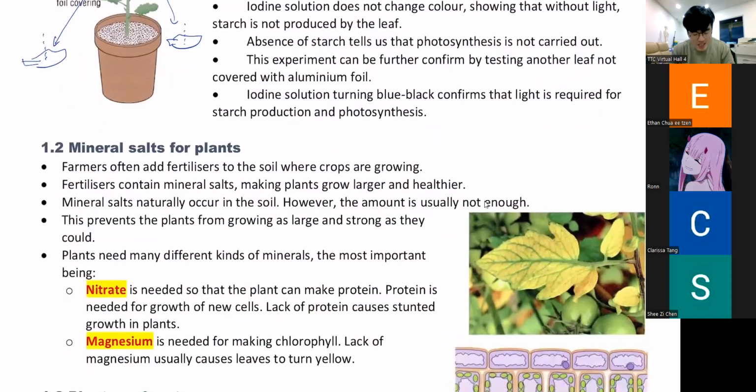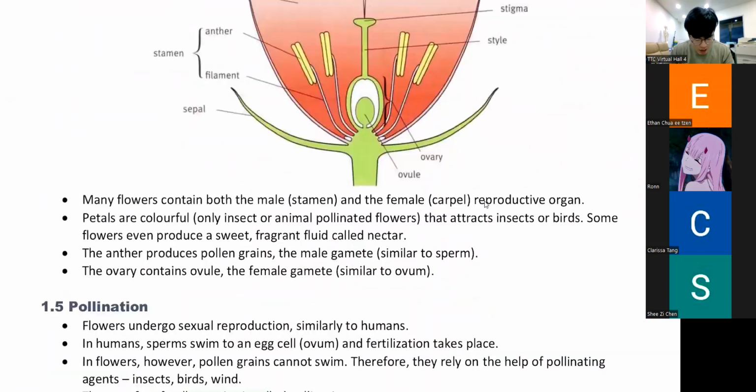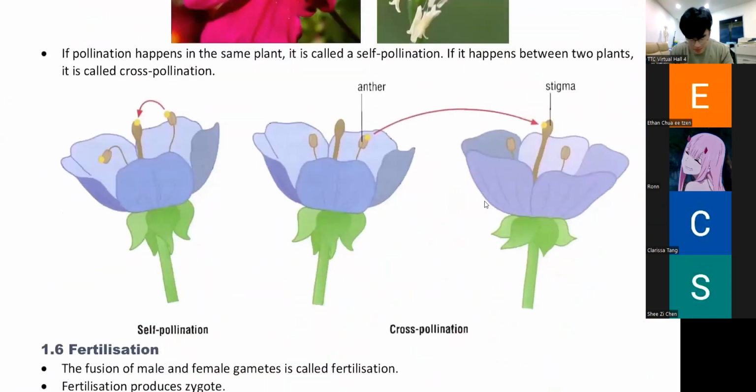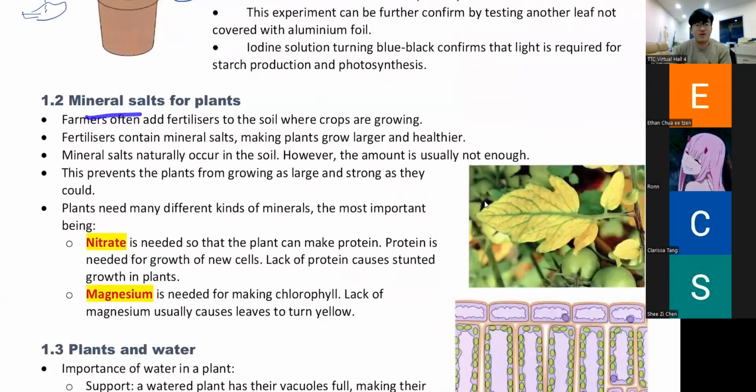Anyway, so let's talk about minerals. Today we are going to finish plants. I hope I can. I hope I have the time. All right, so let's talk about mineral salt for plants.